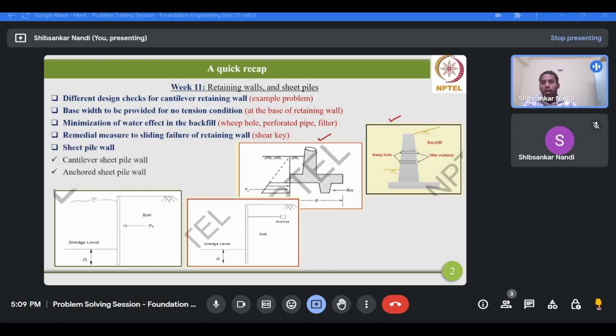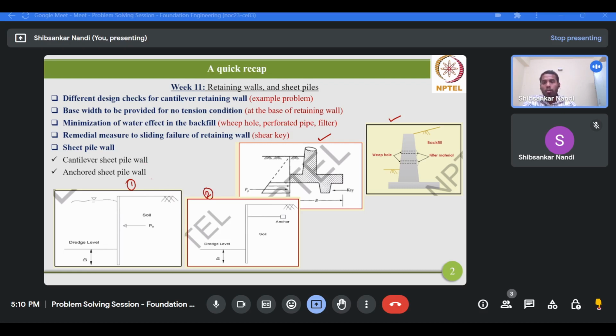Now in the next part of this week, we started learning about sheet pile wall as I just mentioned, and there can be two types of sheet pile walls. The first one is cantilever sheet pile wall and the next one is anchored sheet pile wall. So this figure 1 depicts the schematic diagram for cantilever sheet pile wall, and this figure 2 depicts a schematic diagram for anchored sheet pile wall.